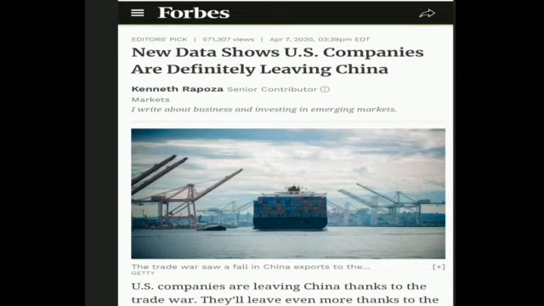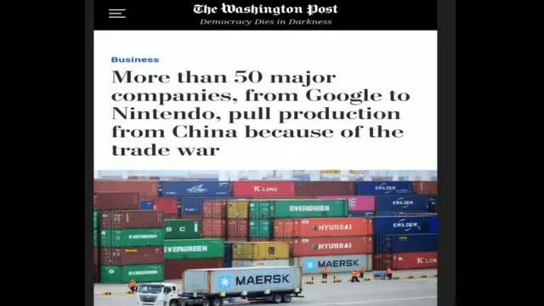The second one was, of course, the USA. Though the other factor with the USA was a trade war going on between the USA and China, the US companies were definitely moving out of China. There was a news headline in the Washington Post that says more than 50 major companies from Google to Nintendo pulled production from China because of the trade war. This started before Corona, but Corona worked as an engine and escalated this process.